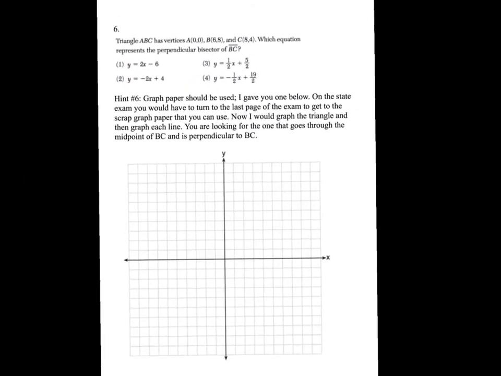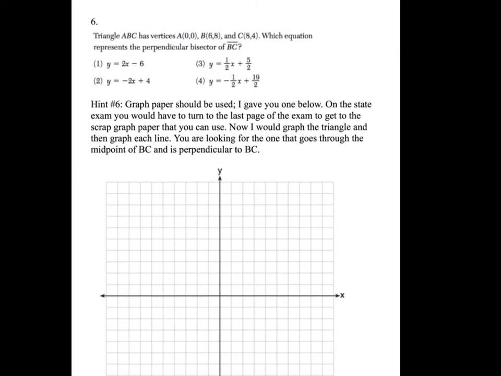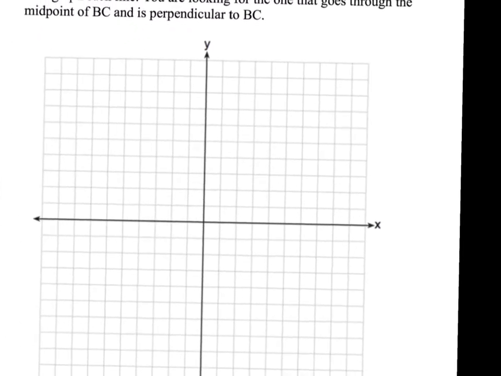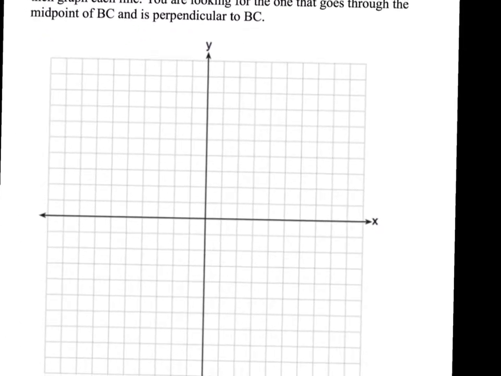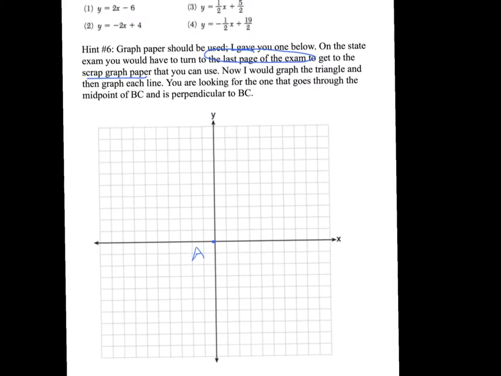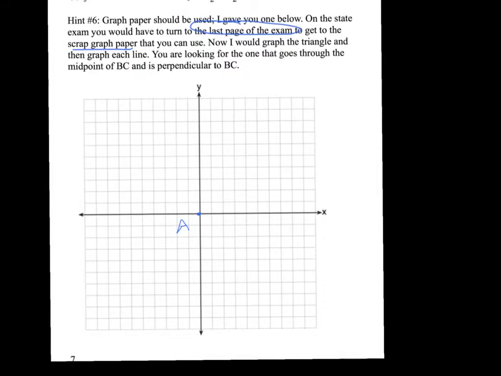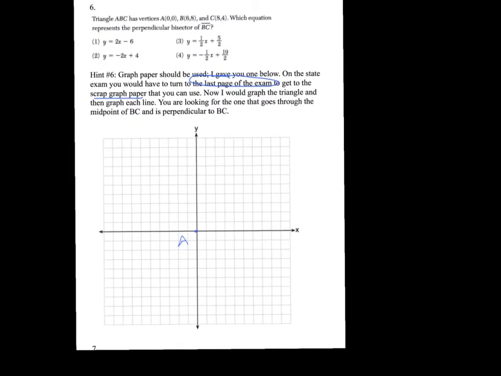Okay, looking at question 6. Question 6 is a pretty difficult question. One suggestion I gave in the hint is to use the last page of the exam and get a scrap sheet of graph paper out and actually graph this so you can actually see it. That might be the easiest way to do the question. It's going to take a little bit longer to do than, let's say, question 3, which was like a snap. It only took a second to do. So for question 6, what we want to do is start off by graphing the 3 points.